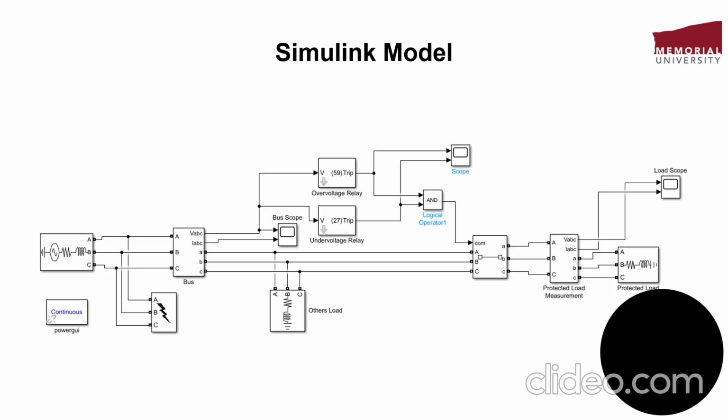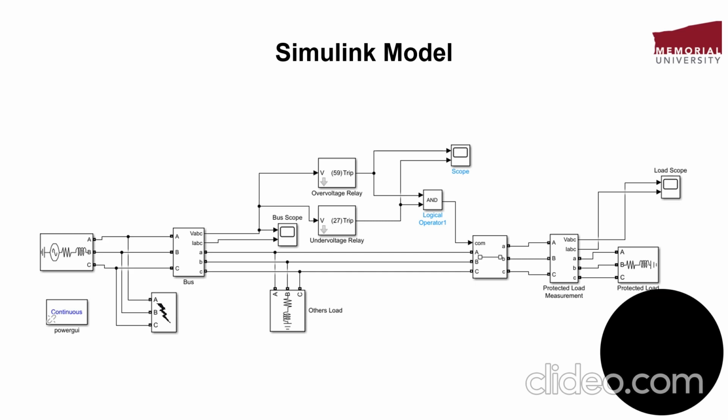This is the Simulink model which I have built in MATLAB Simulink. We can see that there is a three-phase AC source and there is a voltage measurement block which is monitoring the voltages of three phases, and then there is a scope used to check the waveform. This voltage and current signal is being provided to the overvoltage relay block, which is named V59 because 59 is its ANSI device number, and similarly, this signal is provided to the 27 undervoltage relay, whose ANSI device number is 27.